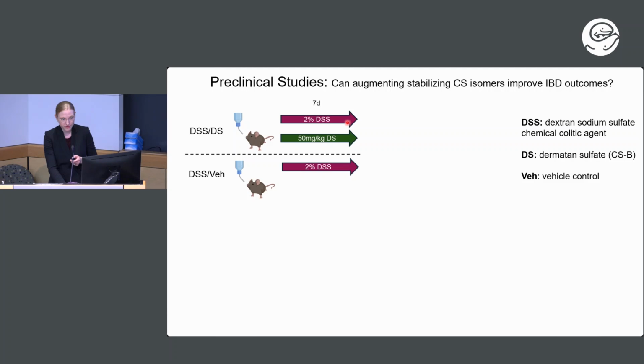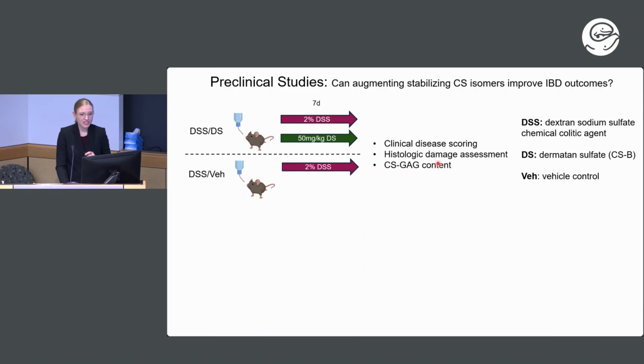This gets a little confusing because we've got DSS and DS. So I have a little key here. And then vehicle, VEH, just means that they got regular drinking water. After 7 days, mice were sacrificed, tissues were collected, and these following measures were taken: clinical disease scoring, histologic damage assessment, and then I also determined the CS-GAG content in their colonic biopsies using the same method that I detailed earlier. Thankfully, our method works for humans and mice.